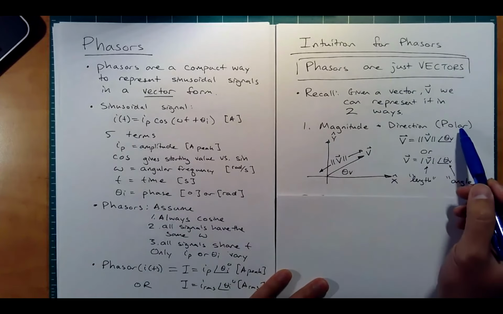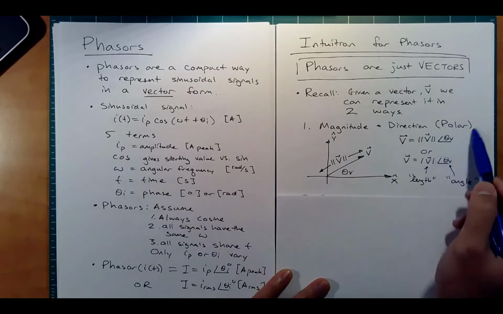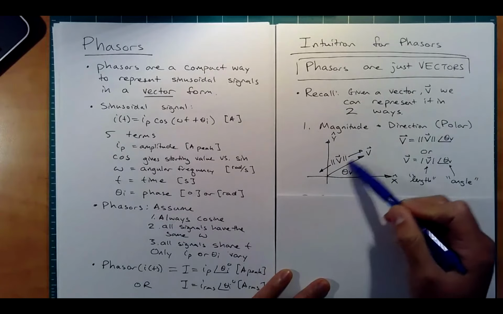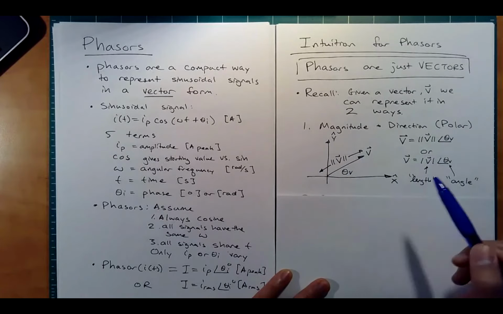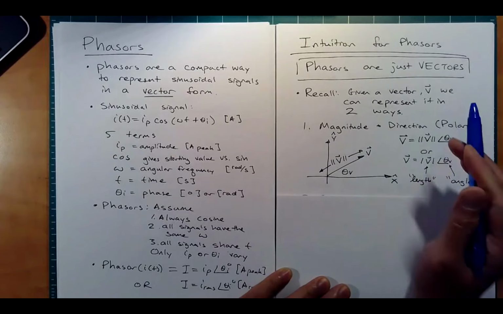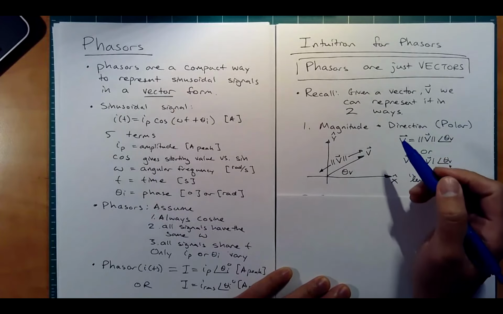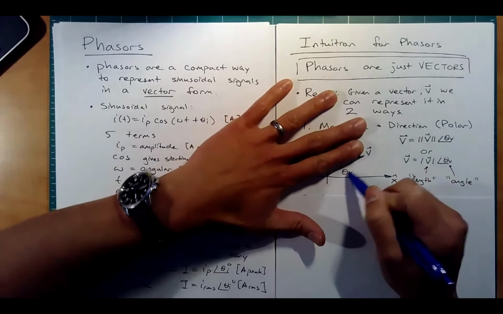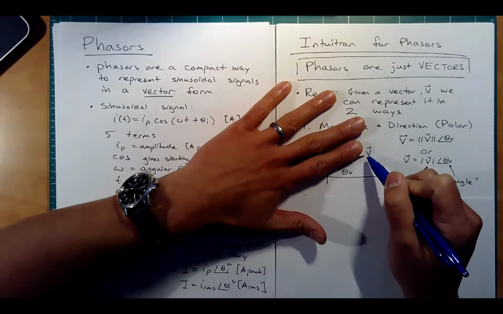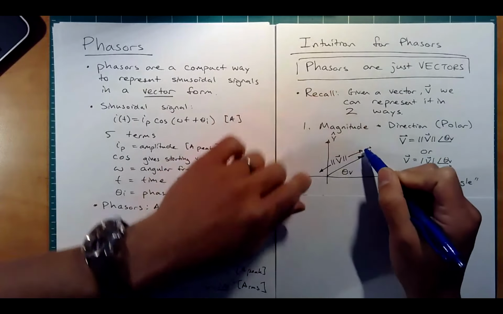Magnitude and direction. What we call this in the phasor world is polar, right? Magnitude, which is the length, and the direction, theta v. So how would we write this? Let's be very precise, mathematically precise right now. You have a vector v, and we put a little hat to denote that it's a vector. And it has an angle, theta v, and a length.